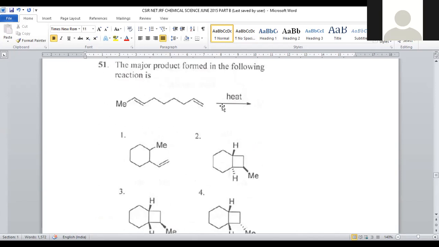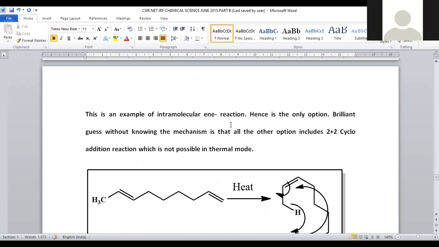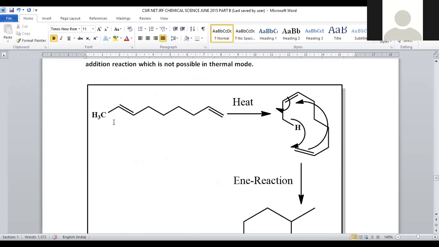This is a straight chain, long chain hydrocarbon compound with 2 olefinic double bonds and subjected to heating. This is a kind of photochemistry question where a straight chain alkane with 2 olefinic double bonds, subjected to heating, will participate in an internal ene reaction. Within the molecule, one double bond and another double bond, both enes, will participate in the cyclization so that the corresponding product will be generated. This can be written in a synchronized form.